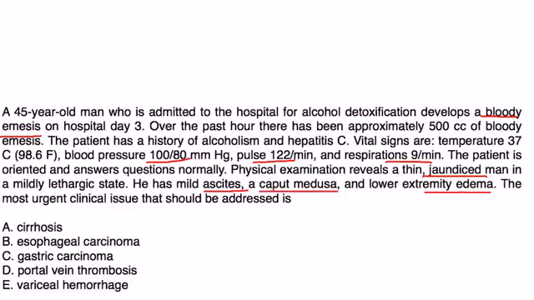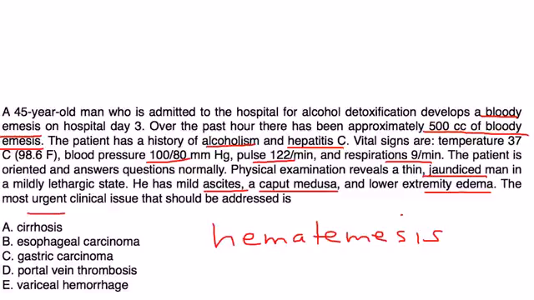Most urgent clinical issue that should be addressed is, well, this is a classic scenario with the patient with a history of alcoholism and hepatitis C. Both are risk factors for cirrhosis of liver. And he's definitely presenting with a pretty good amount of hematemesis, which is vomiting blood. And without a doubt, the most urgent clinical issue is the fact that he's got esophageal varices, and that those varices have ruptured and causing this bloody vomit. So that would be E.